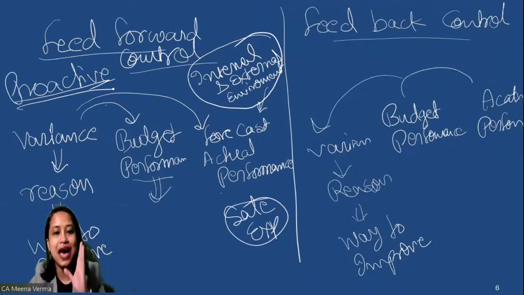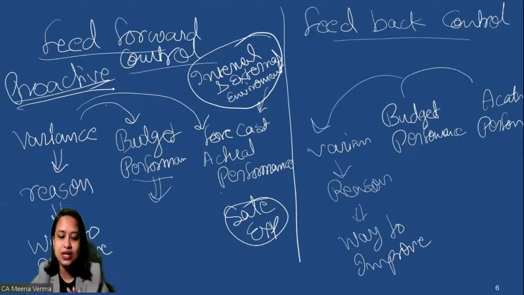No problem is actually taking place in this case. You have taken precautions, preventive measures, so that no problem will arise in future. Okay. I hope you understand here. We have taken a budget. We are forecasting that with such internal and external environment, what will be my actual performance. Actual sale does not arise, actual expenditure does not arise. I'm forecasting my actual sale and actual expenditure.